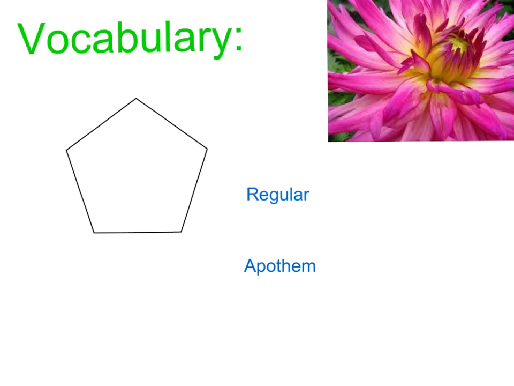In the top section of your notes, there's really 2 different vocabulary words I need to make sure you know. The first one is regular, and the second one is the apothem. Can you find the apothem?